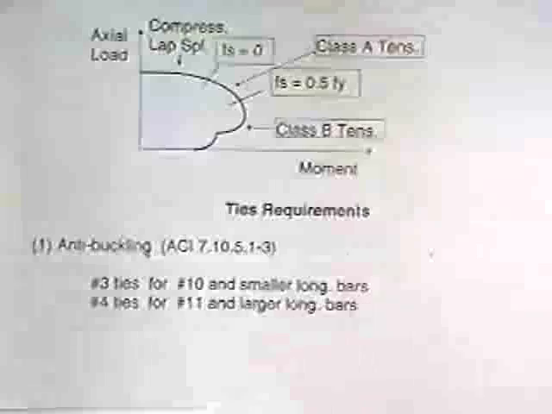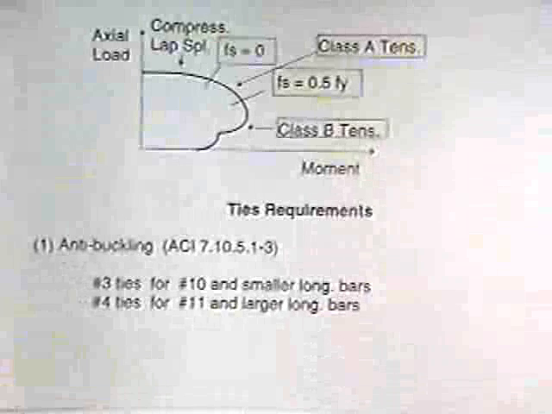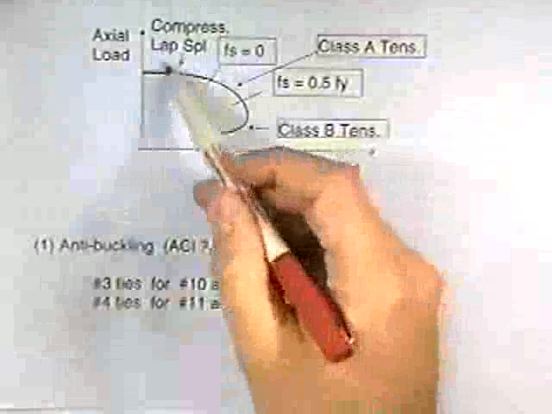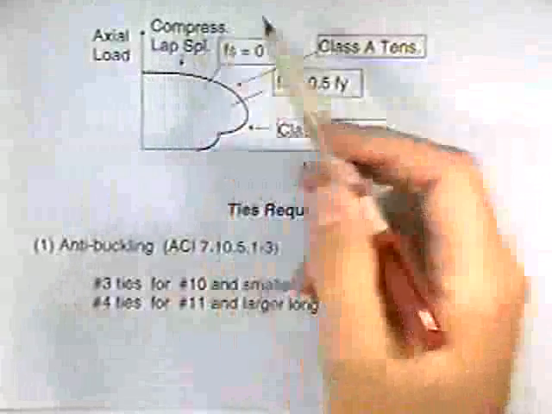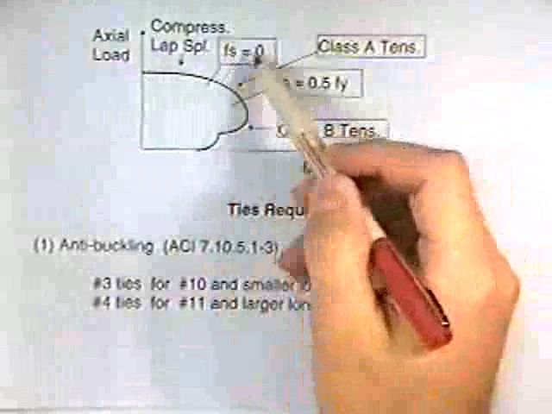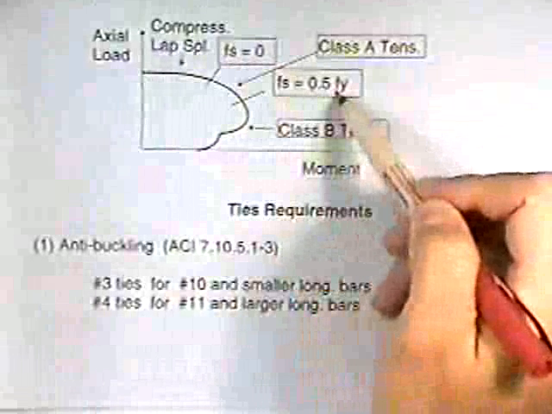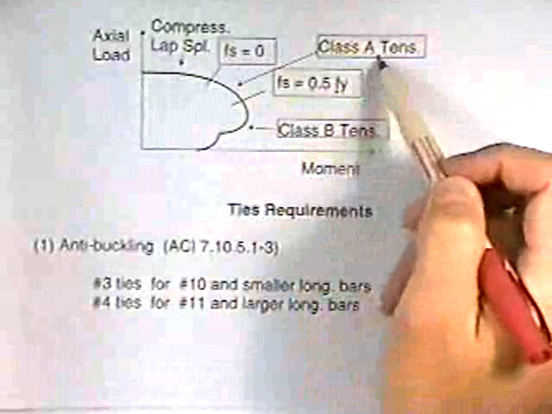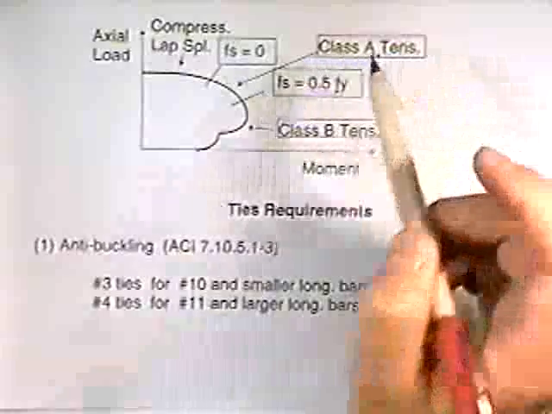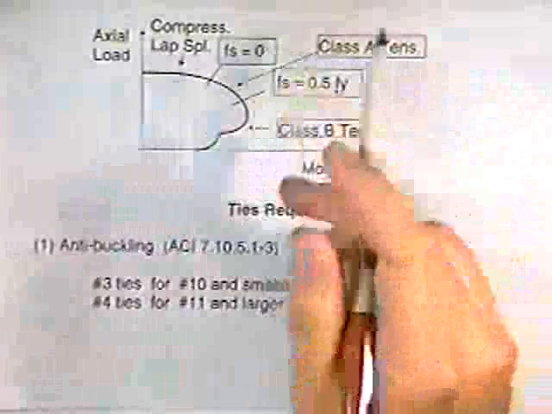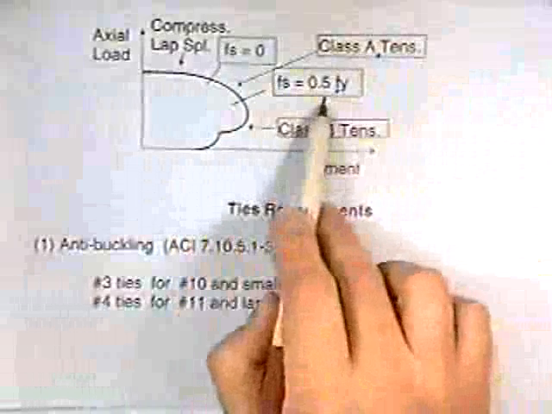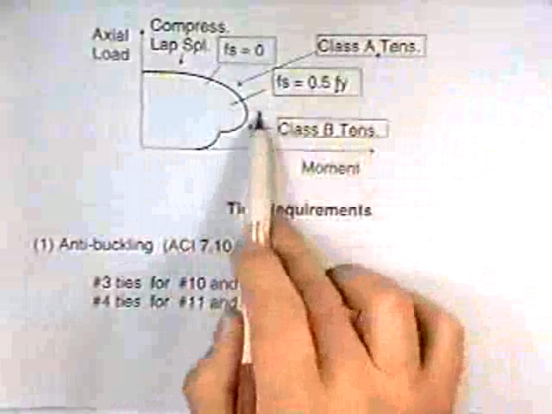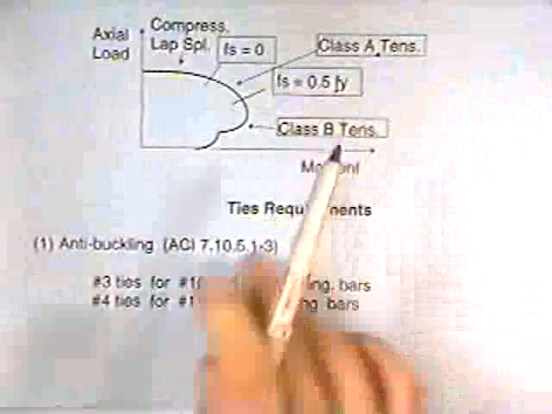We talked briefly about lap splices. If your column's only in compression and you're up here on the interaction diagram, then it's a compression lap splice. If it falls between a stress in the steel of 0 and 0.5 Fy, you're using a Class A tension splice. I'll show that in a second. So if you're between 0 and 0.5 Fy, you're using a Class A, and if you're beyond the 0.5, you're using a Class B.